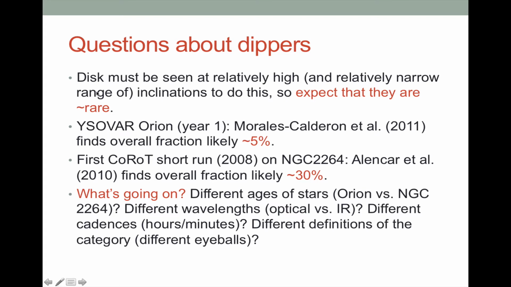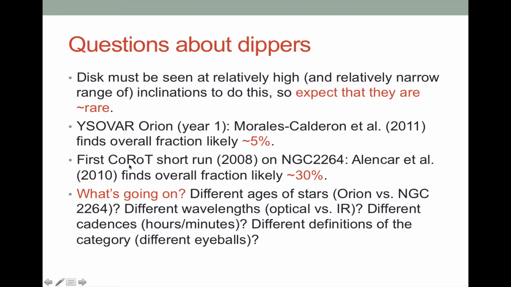In order to make this geometry work, you have to be viewing it at just the right inclination, and it's a relatively narrow range of inclinations. So we expect that the alignment occurs just some of the time. It's pretty rare that it occurs just right. So the overall fraction, taking this into account, we find that it's likely 5% in Orion.